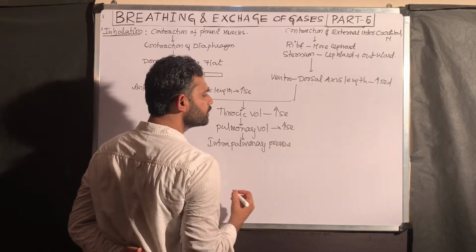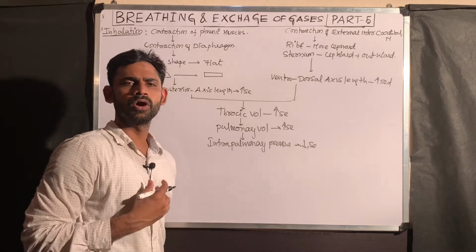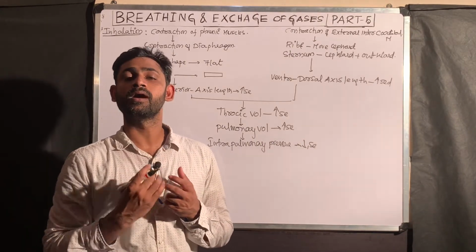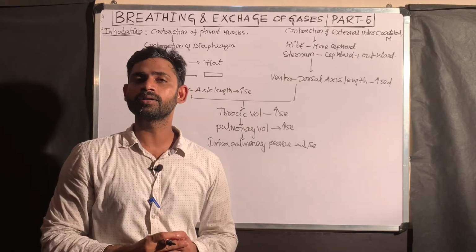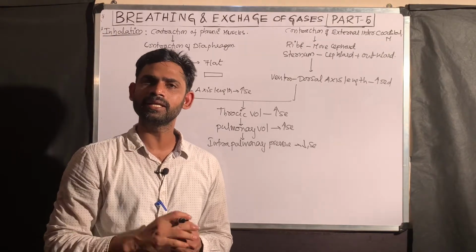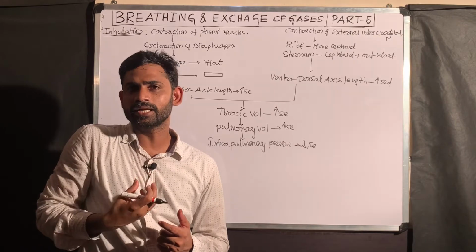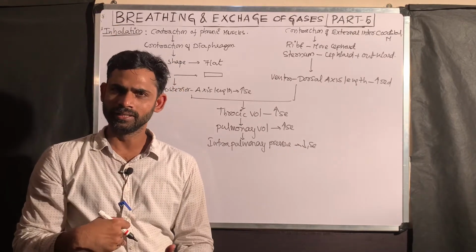Intrapulmonary volume is increased, so automatically pressure is decreased. Within the lungs, the pressure is lower than the atmosphere. Outside is a high pressure, that is 760, which is a constant. When compared with outside, the pressure inside the lungs is low. Automatically air enters into the lungs.